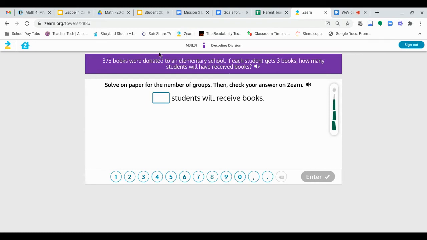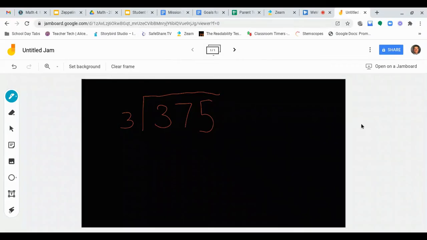Now what do we have to do to solve this problem? We have 375 books. Each student gets 3 books. How many students will have received books? Well, I have 375 as my total, and then I'm dividing them into groups of 3. So to solve this, I need to do 375 divided by 3. So let's do that together.